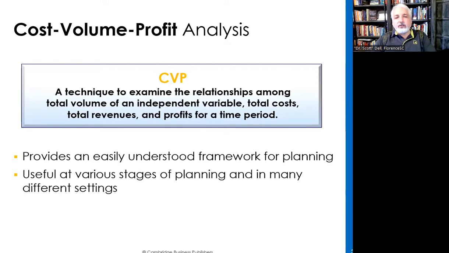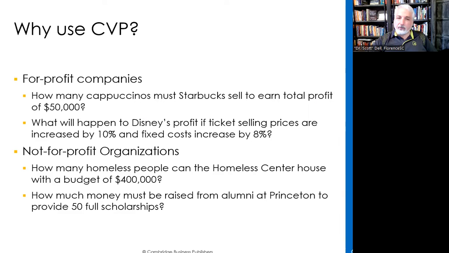So the CVP analysis, and I'll read it right here, is a technique to examine the relationship among volume, an independent variable, total costs, total revenues, and profits for a specific period of time. So we understand that flow and what it looks like and where it's going to put us. So why use it? Well, for profit companies, we need to ask questions: how much do we want to make, or how much can we make based on what we sell and the cost structure behind it? So if our selling prices increase by 10% and fixed costs increase by 8%, do we make more money or less? Fair question.